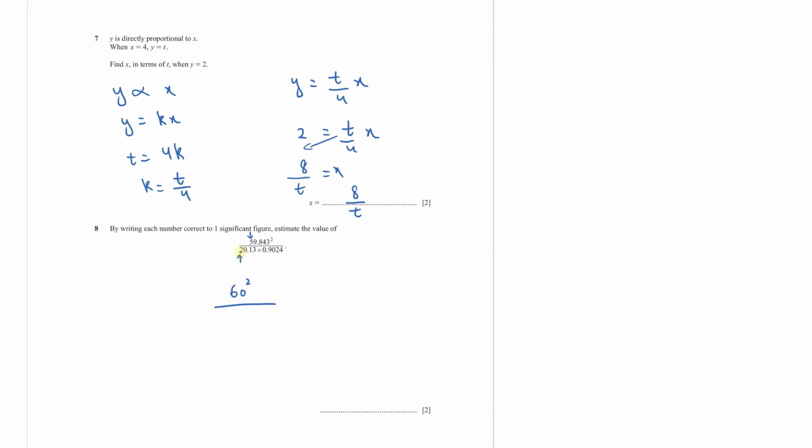So 2 is the first significant figure. The next value is 0. So this will become just 20. And then the first significant figure here is 9. The next value is less than 5. So I will write this 9 as it is. So this will become 0.9. And then 60 squared will be 3600 divided by 20 into 0.9 will be 18. And then 18 times 1 is 18. 18 times 2 is 36 and 200.